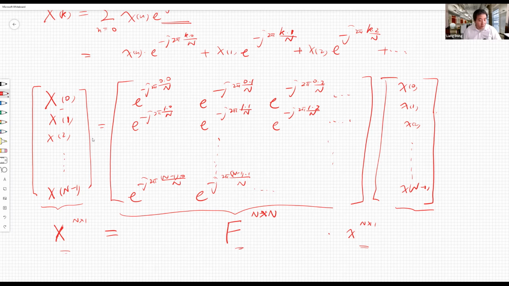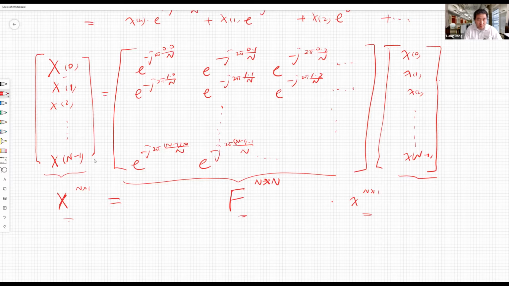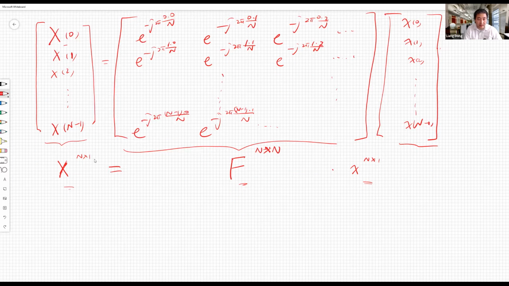The wonderful thing about this is the inverse Fourier transform, because everything is the same except with a positive sign, e to the positive j 2 pi kn over n. Therefore, the inverse transform is exactly this F inverse. If you do the inverse, you'll find it's the same as doing the Hermitian transpose, the complex transpose, times capital X equal to little x.